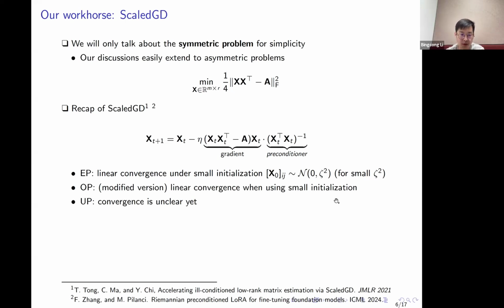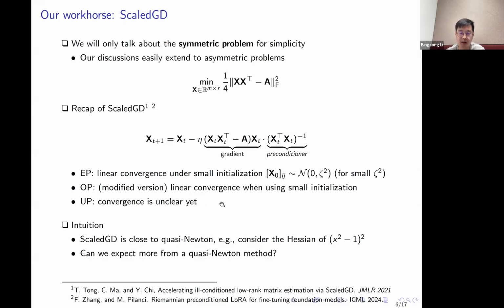And for the overparameterized problem, meaning the rank of x is larger than the rank of A, a modified version of scaled gradient descent also converges linearly, but the rate can only be established for, let's say, iterations up to 1000. After these 1000 iterations, we do not know too much about the convergence, meaning that we have to adopt early stopping. And for the underparameterized regime, the convergence is actually unclear yet for some technical reasons.